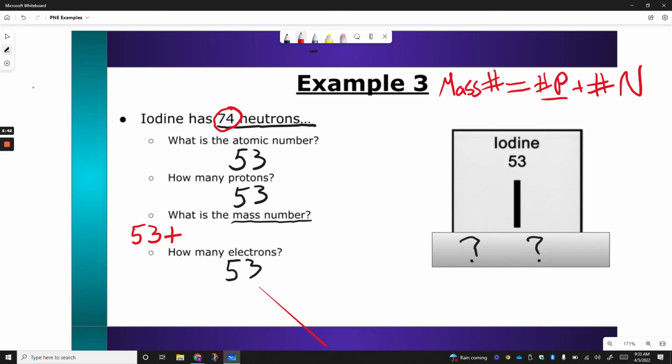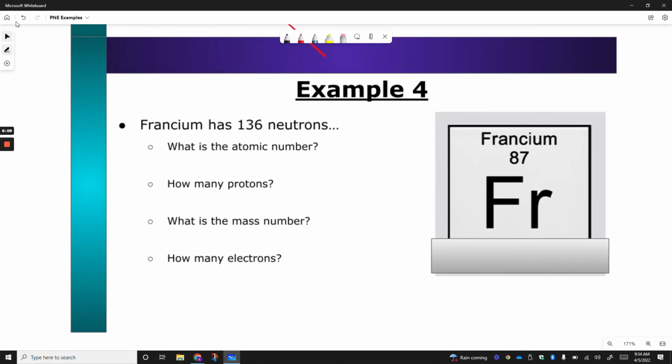So I'm going to do 53 plus 74. That's going to give me my mass number. You can add that in your head. 53 plus 74 is 127 for my mass number. If that doesn't make sense, rewind, take a look again, ask a question. But we'll do one more example just like this.